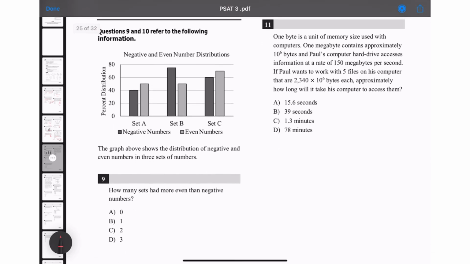Then we have: how many sets have more even than negative numbers? Set A and set C have more even than negative numbers, so it is 2 options. See here, this represents the even numbers. Here even are more, these are less. Here even are more, these are less. So these are the 2.